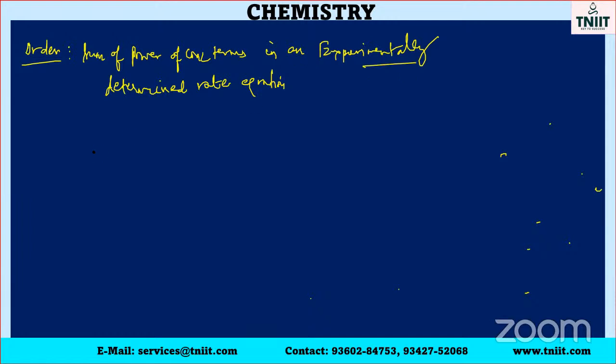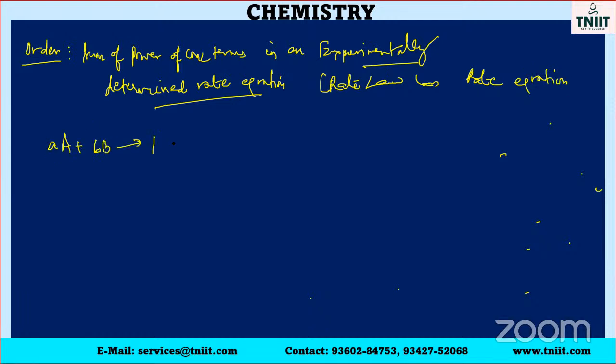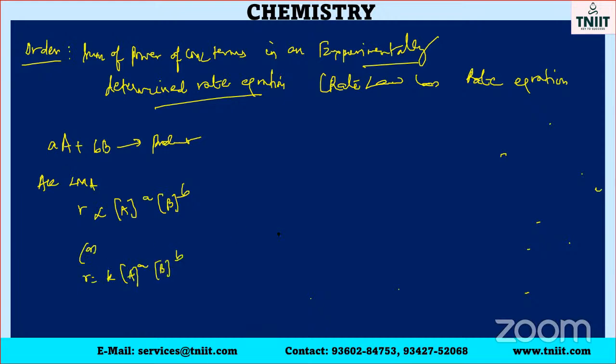This experimentally determined rate equation is called the rate law, or the rate equation. In the rate equation, for example, if we take a moles of A and b moles of B giving a product, according to the law of mass action, the rate is directly proportional to the concentration of A to the power a and B to the power b. Or we can write the rate is equal to k into concentration of A to the power a into B to the power b.